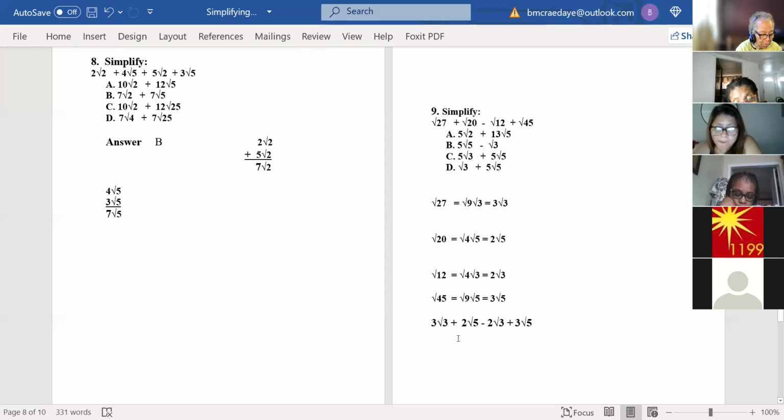We'll put the 1 here, because 3 minus 2 is 1. So that would be a 1, right? What do you get for the square root of 5 when you add 2 times the square root of 5 plus 3 times the square root of 5? What do you get, Chastity? 5. Yeah, you get 5, because 3 plus 2 is 5. So let me just copy that and put the 5 there.